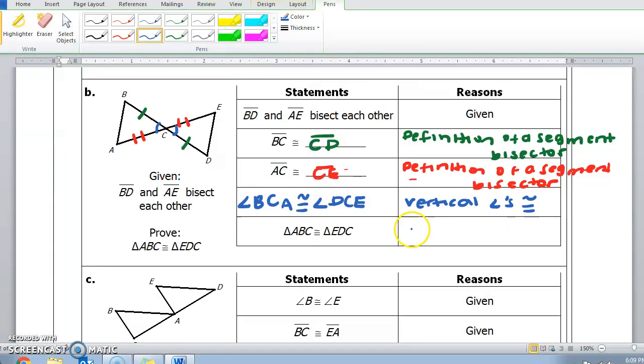are congruent. Now we have enough information to prove two congruent triangles. Like before, the angle is included between the two sides, so this is side, angle, side. Triangle ABC is congruent to triangle EDC by side, angle, side.